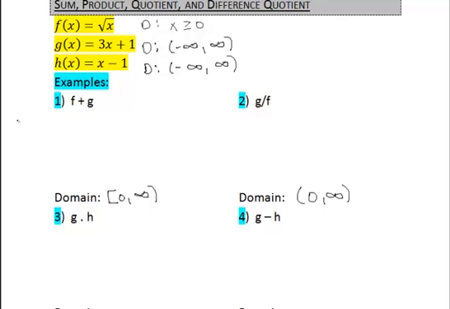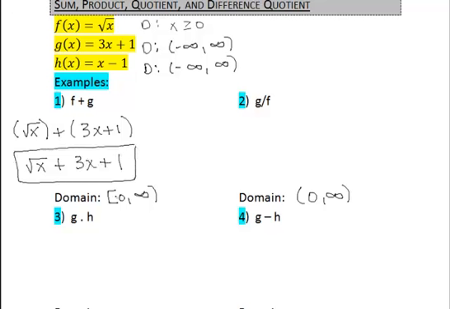f plus g. Well, here's f and here's g. None of these are like terms, so that's pretty much your answer. Just like that. The same thing is true for f divided by g, g divided by f. You would have your 3x plus 1 divided by your square root of x.